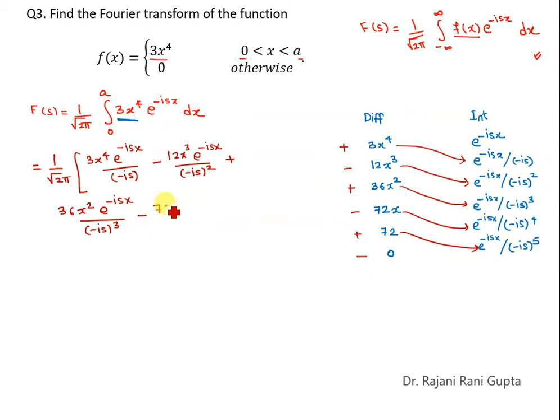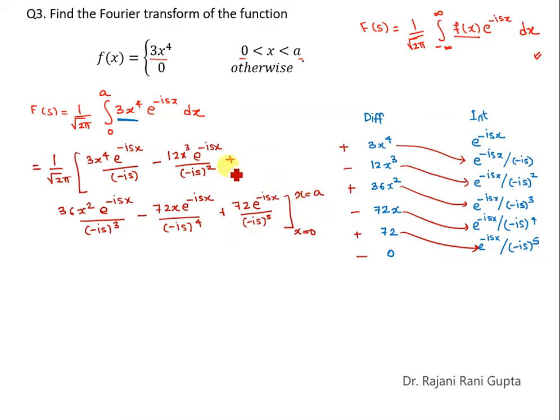Then minus 72x e^(-iota s x) over (minus iota s) to the power 4. And then plus 72 e^(-iota s x) over (minus iota s) to the power 5. x varies from 0 to a.